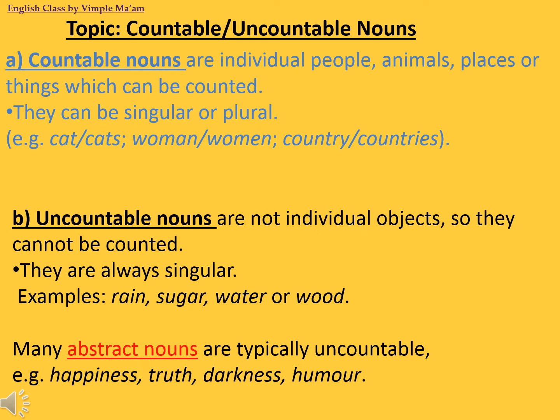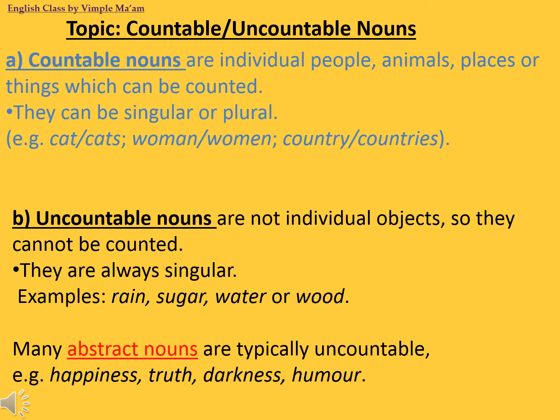Countable nouns, as the name suggests, are the nouns which can be counted in numbers. These are the names of individual people, animals, places or things. For example, one cat, two cats, one woman, many women. So here we also learn that countable nouns can be singular or plural. If we are talking about one woman, that is the singular form. Whereas if we are talking about many women, women is the plural of woman.